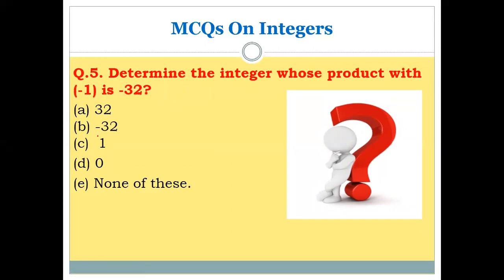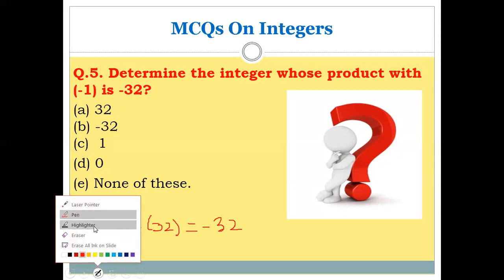Next we have the fifth question here. Determine the integer whose product with minus 1 is minus 32. So let the integer be a, and if you multiply a with minus 1, the result is minus 32. The product that we have is minus 32 here, and we can say the value of a must be 32 itself.